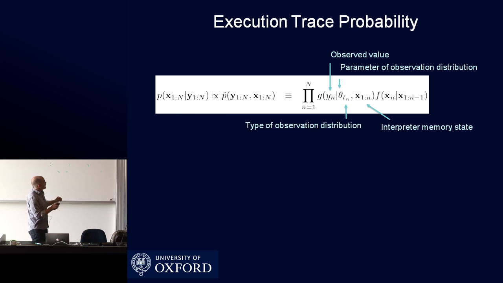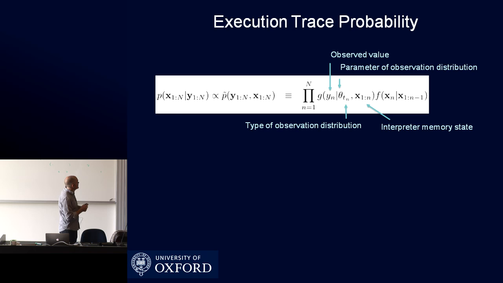Okay? So that execution trace probability is just the product of all of the observations. So those are the observed statements in the program, where the observed statements are going to be notated by g, yn is the observed value, theta is the parameter of the observation distribution, tn is the type of the observation distribution, and x1 to n is the interpreter memory state immediately before evaluating the likelihood of observation y. Okay? And then f is some funny transition function that allows the interpreter to get from x1 to n minus 1, i.e., it will generate all of the necessary randomness to evaluate this observed statement.